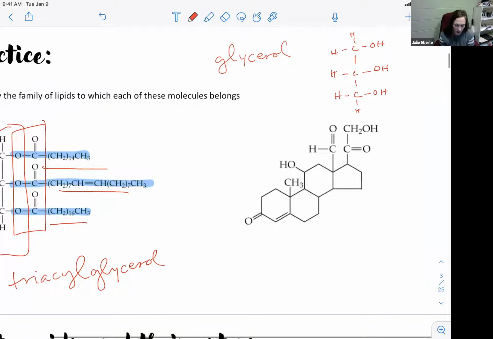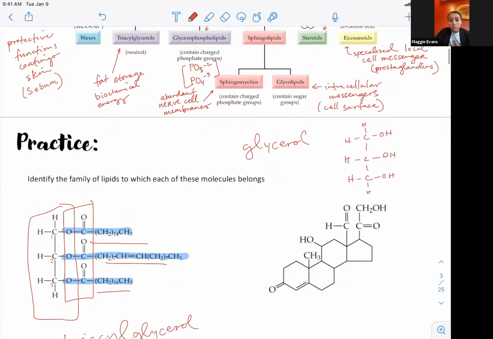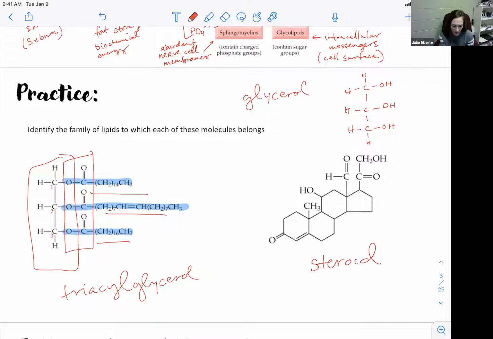Okay, and what does this molecule look like from the slide above? How would you classify it? Anybody, just from looking up here? What does it look most similar to? Steroid? Thank you, Maggie. Okay, we don't even know what this molecule is, but we can tell from these 4 ring structures. That's the classic nucleus of a steroid structure. When you see those 4 rings connected.